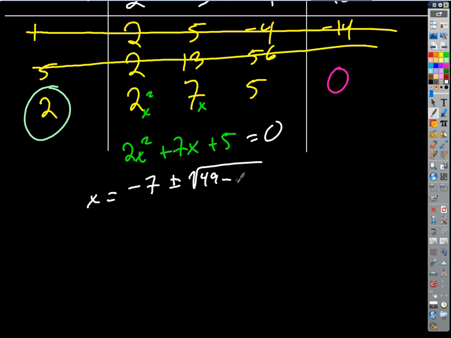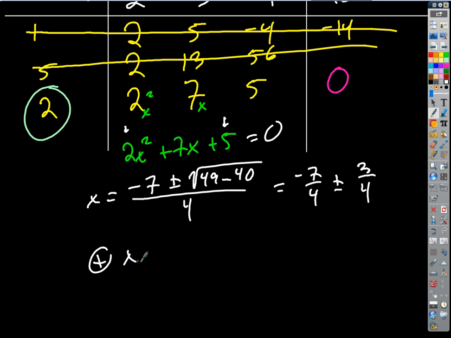Minus, now I've got to do 4 times a times c, right? So we always want to try to multiply those in a smart order. I would do it this way: 2 times 5 is 10, times 4 is 40. So 49 minus 40 under the radical, and it's all divided by 2a, which is 4. So what's that give us? That's going to give me negative 7/4 plus or minus the square root of 9, which is 3, over 4. Plus or minus 3/4 if I split my common denominator. And so now I can find my solutions pretty easy.